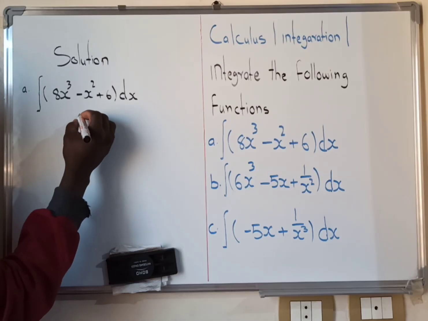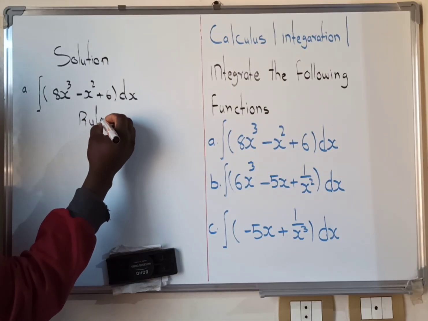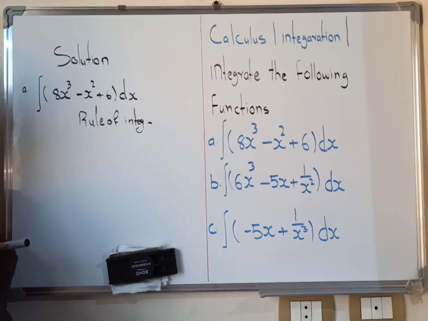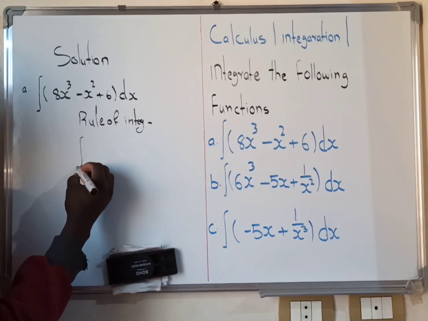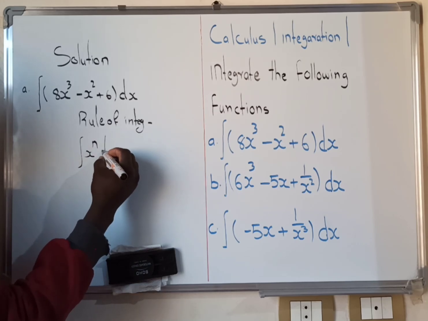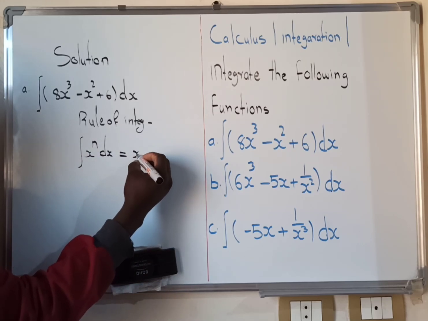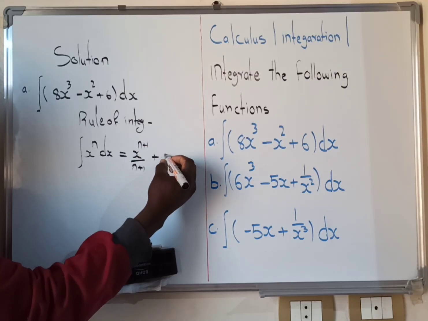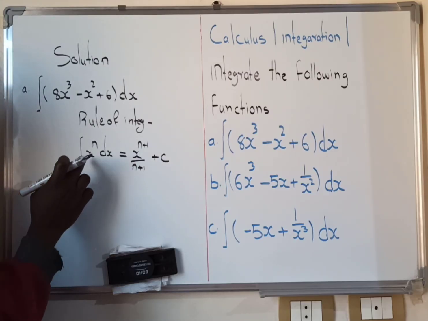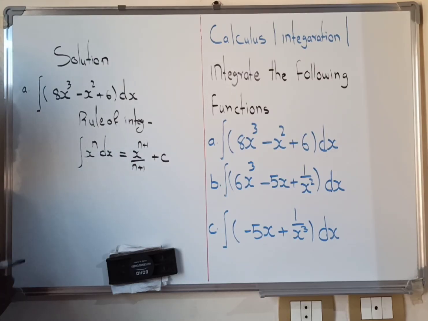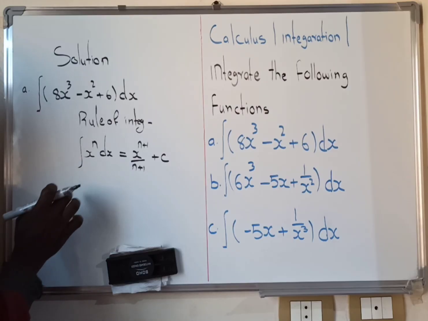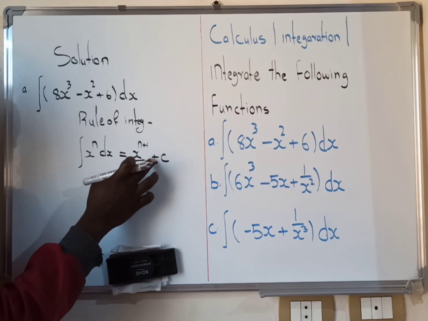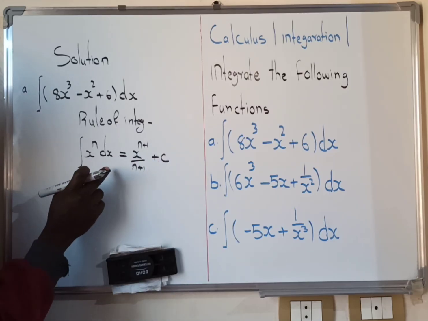So we have the rule of integration itself. This is just the abbreviation of it. The rule says that the integral of x power n dx equals x power n plus 1 over n plus 1, plus c. So right now, as you can see here, we're having x only, where n represents the power that we have on x. Therefore, we're going to add 1 to it and then divide by the new power. And then we add the constant c. So this is the rule that we are going to apply on this question.